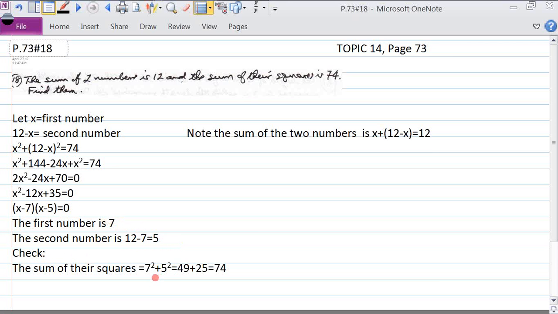Now I check this by squaring. 7 squared plus 5 squared: 7 squared is 49, 5 squared is 25. 49 and 25 is 74. So we know we have the right answer.